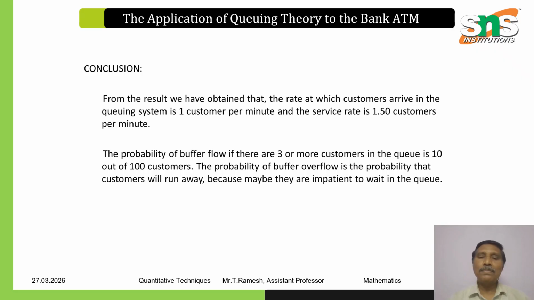From the result, we have obtained that the rate at which customers arrive in the queuing system is one customer per minute, and the service rate is 1.5 customers per minute. The probability of buffer overflow, if there are three or more customers in the queue, is 10 out of 100 customers. The probability of buffer overflow is the probability that customers will run away because maybe they are impatient to wait in the queue.